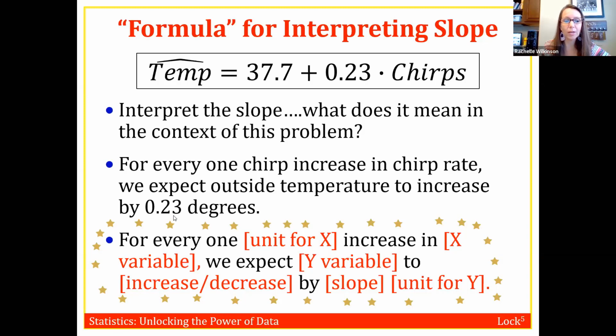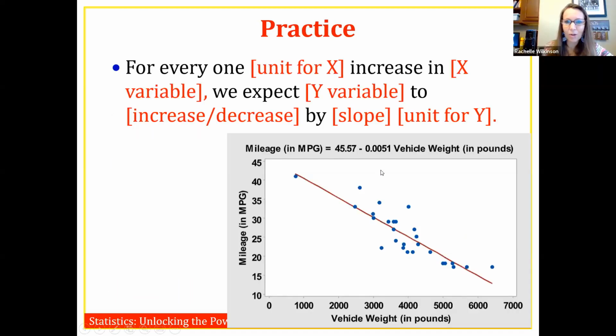So 0.23 is my slope, degrees is the units for my response variable. And I would choose increase or decrease here in the last part of my interpretation, depending on the sign for my slope. In this case, slope was positive, so I'm going to choose increase, and if slope was negative, then I would choose decrease.